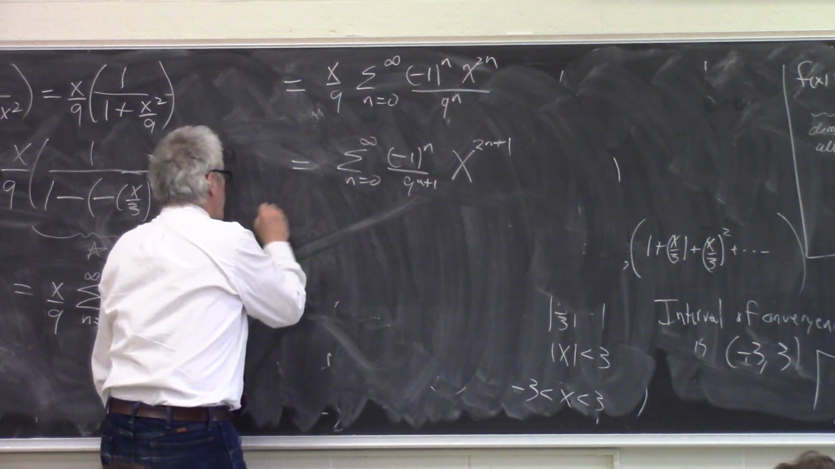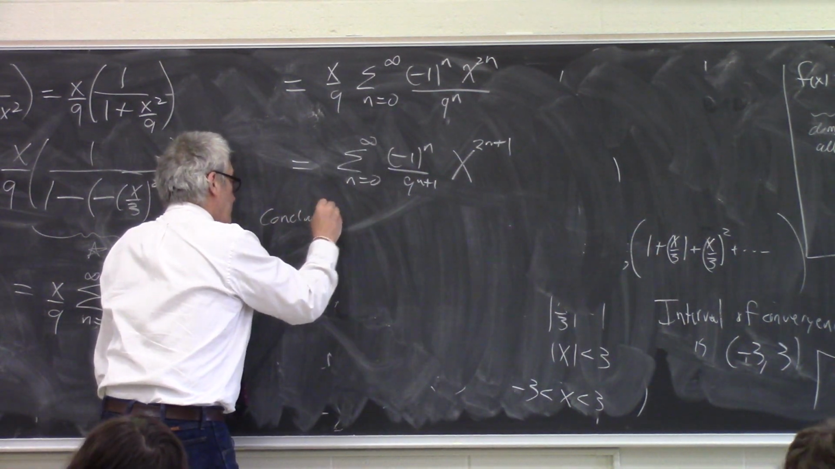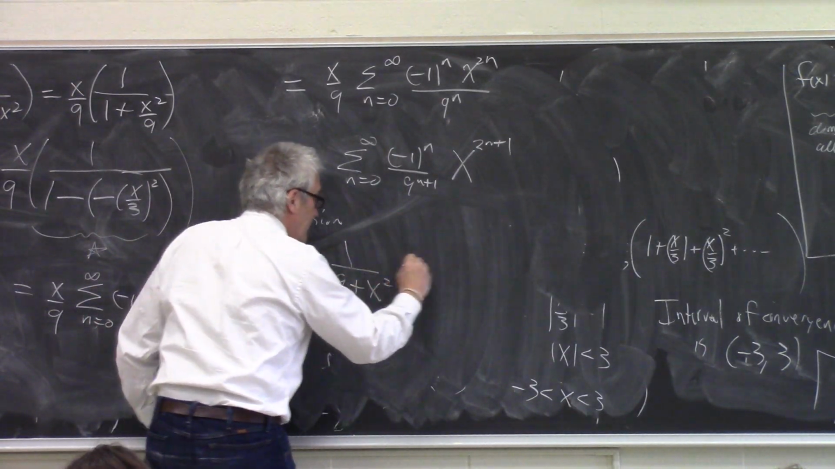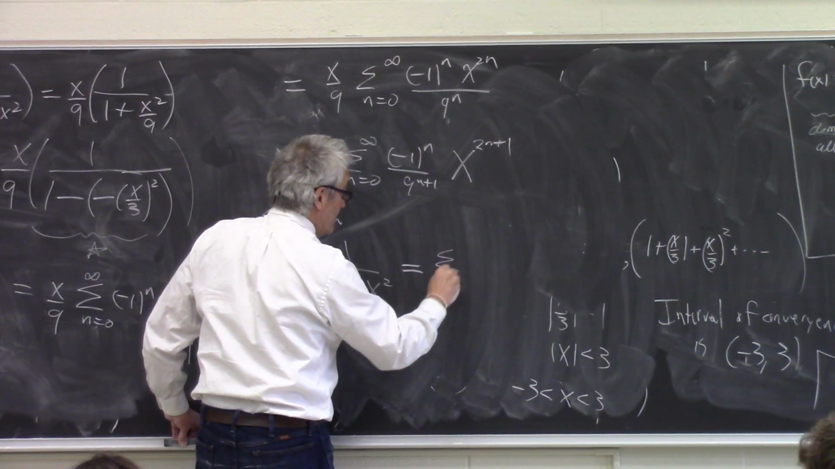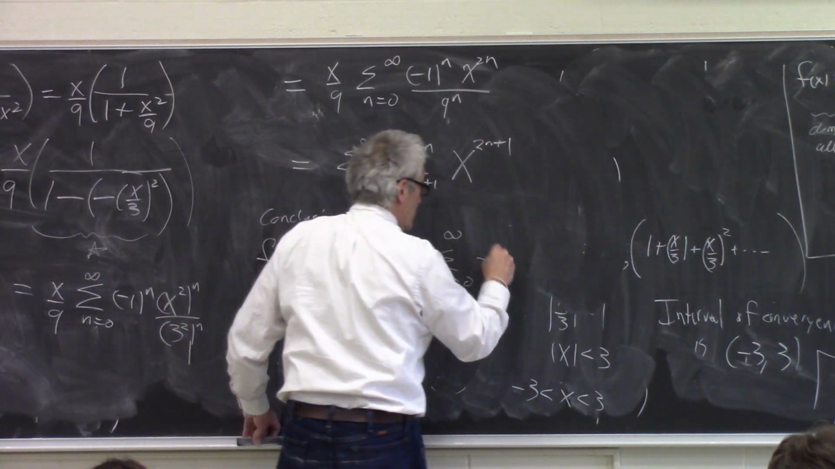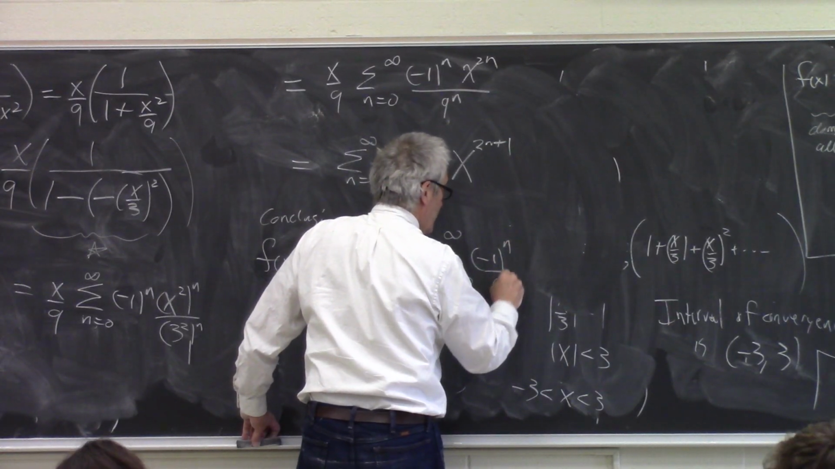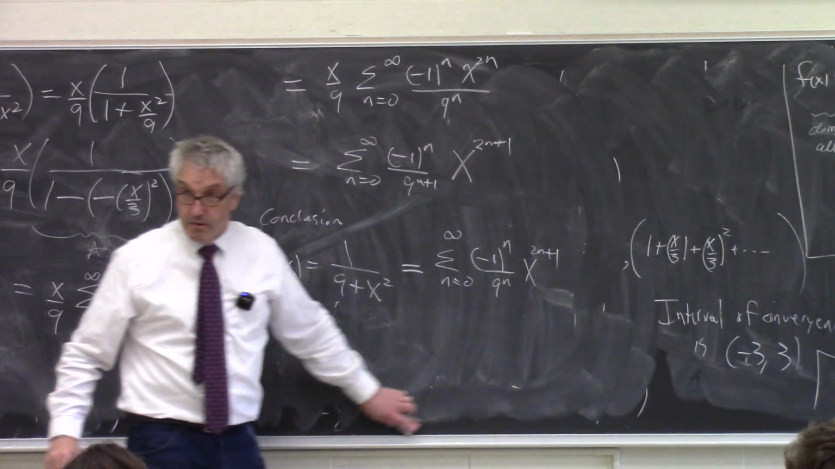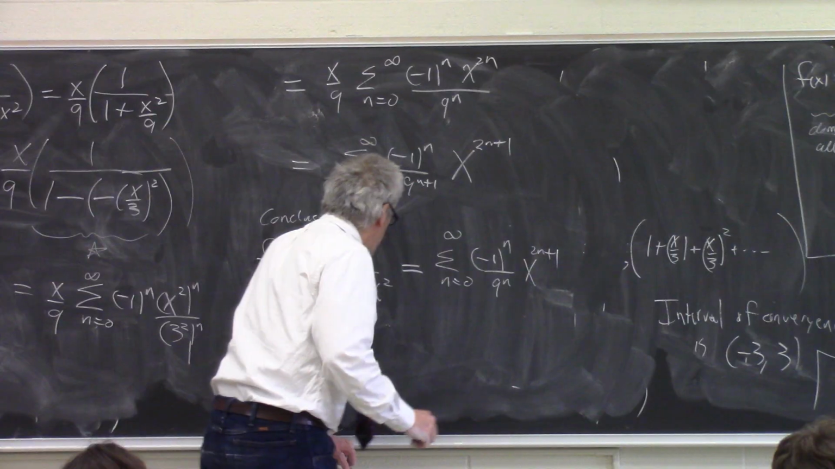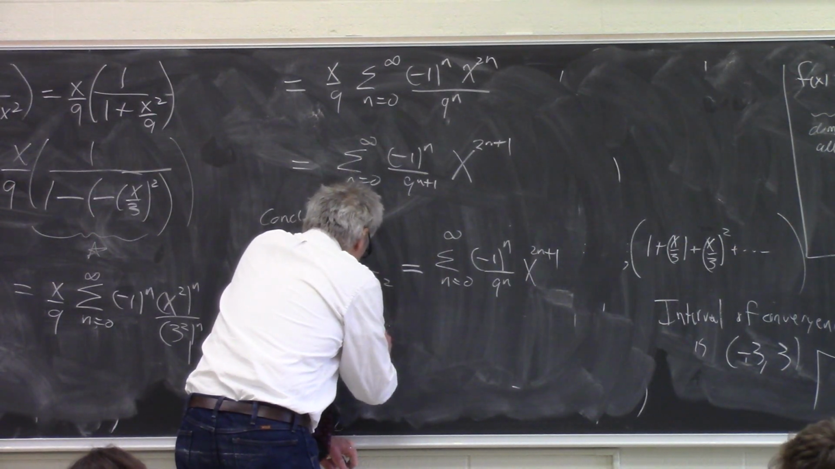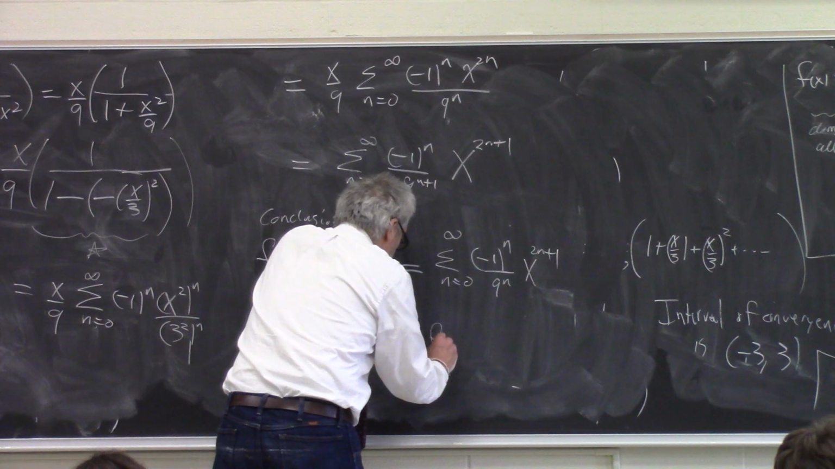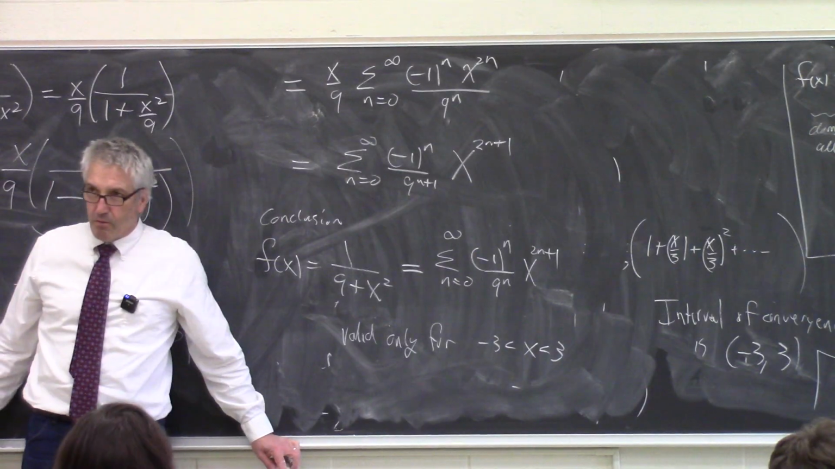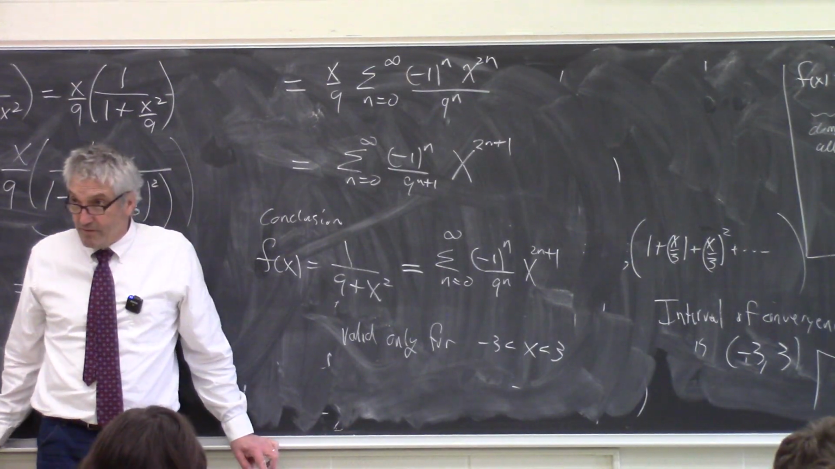So our conclusion is that our function f of x, which is 1 over 9 plus x squared, can be written as a power series: the sum of negative 1 to the n over 9 to the n plus 1, x to the 2n plus 1. But this is only valid for x between negative 3 and 3. So even though the original function has domain all real numbers, its power series representation does not.